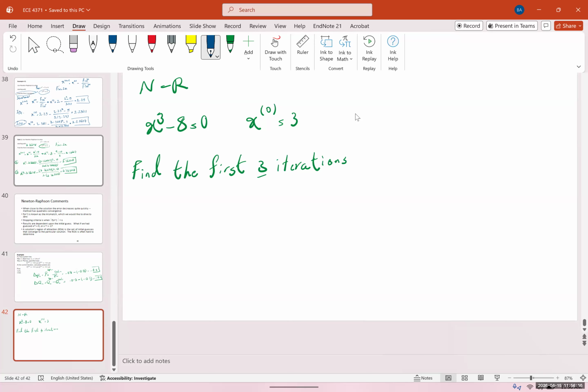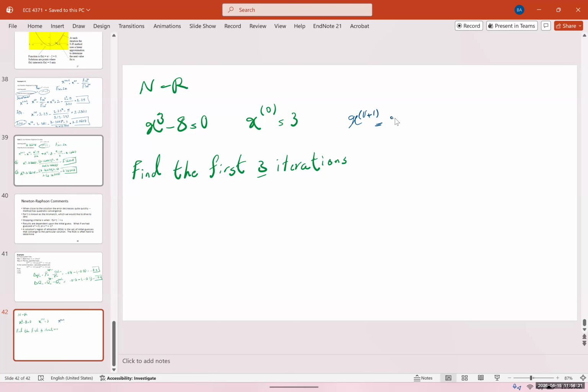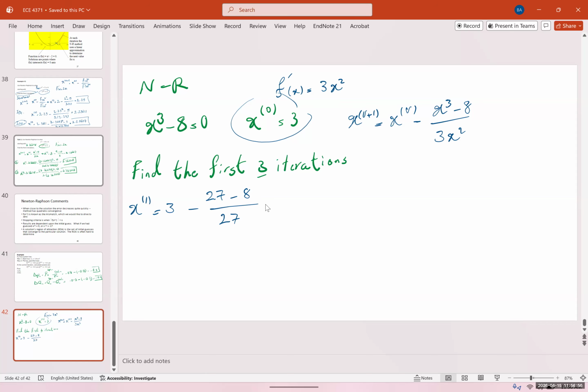Okay, let's start with the equation. The equation is x^(v+1) equals x^v minus (x^3 minus 8), which is f(x), over 3x^2, since f prime of x is 3x^2. Now, x1 would be x0, which is 3, minus 3^3, which is 27, minus 8, over 3 times 3 squared, which is 27. So it's going to be 3 minus 19 over 27, which gives us 2.29630. This is the first iteration.